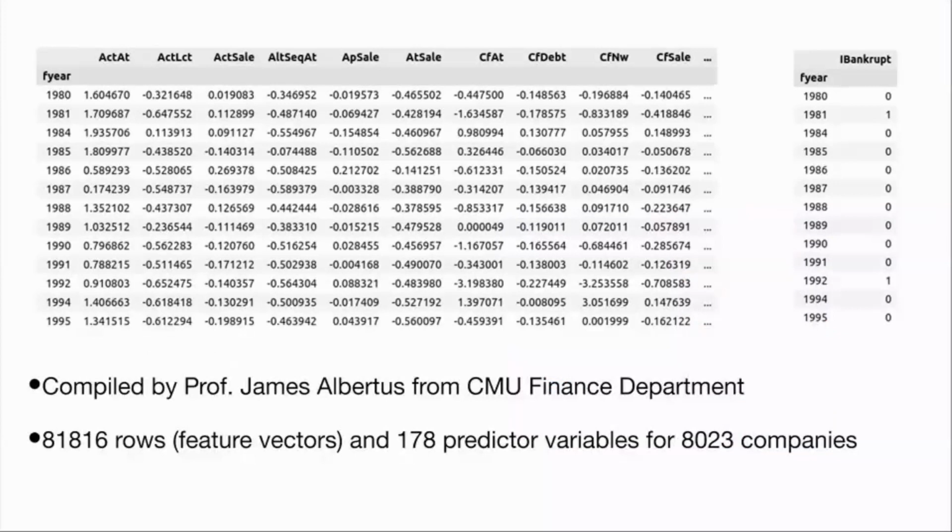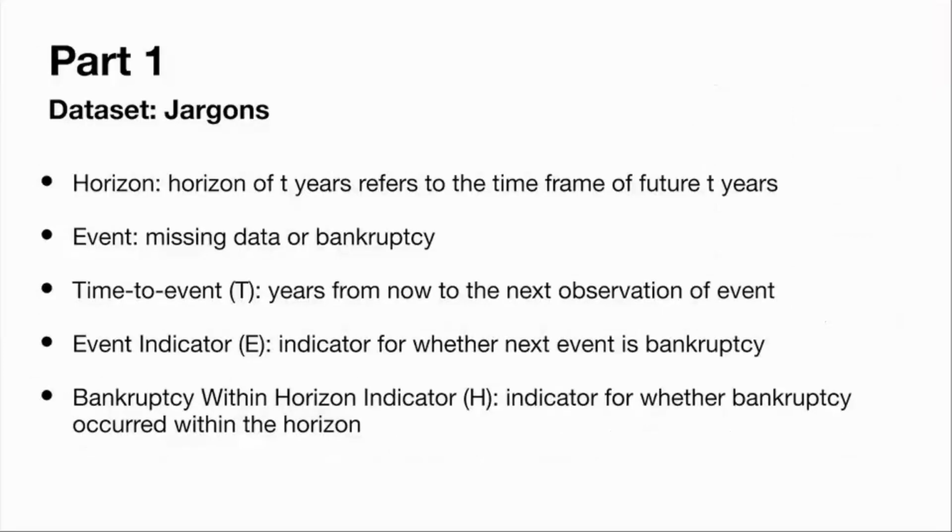So this is a typical partition of the dataset that we are working with. The full dataset contains more than 80,000 rows and 178 predictor variables for 80,000 companies. As you can see, we have a F-year column on the very left, and then a few financial ratio features. And most importantly, we have this I-bankrupt column at the very right, which is an indicator variable for bankruptcy status, with 0 signaling not bankrupt and 1 signaling bankrupt.